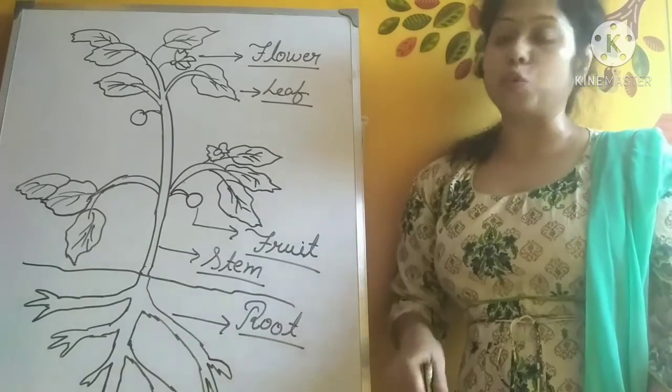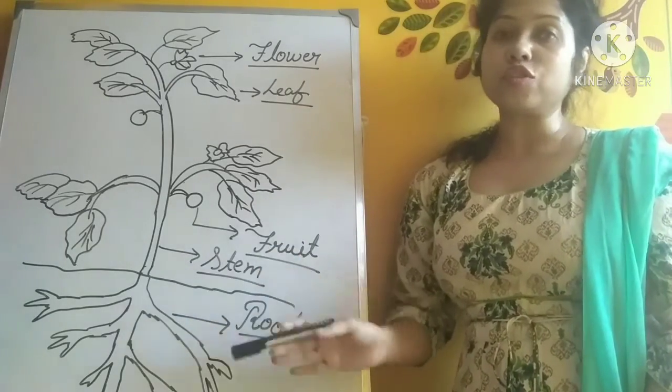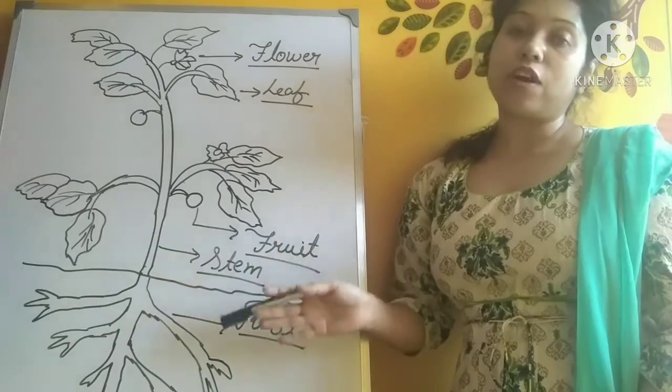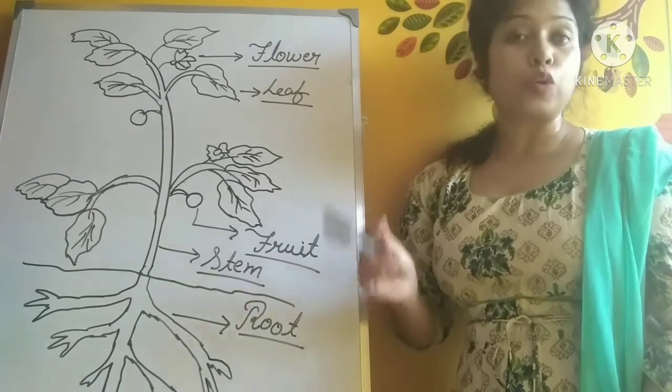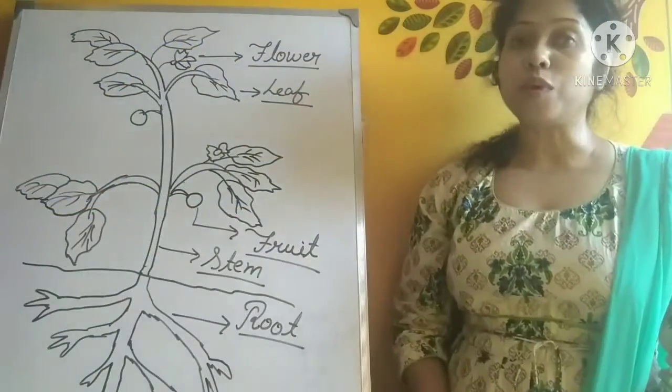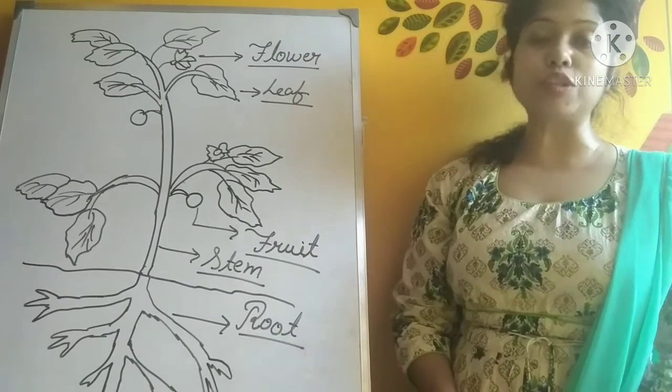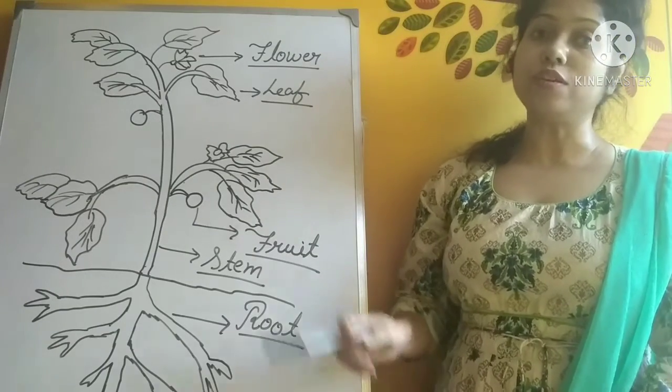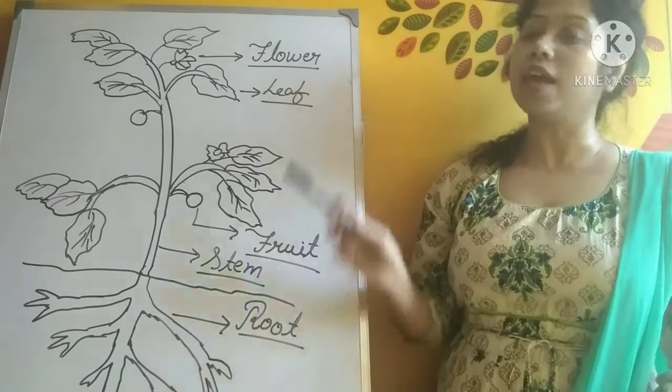Next comes the root, which is fixed into the soil and which we can find under the soil. The roots are not visible to us. It is because they are firmly fixed into the soil. It fixes the plant in the ground and does not let the plant fall down. And the work of a root is to take nutrients and water from the soil, which is very helpful for the plant.